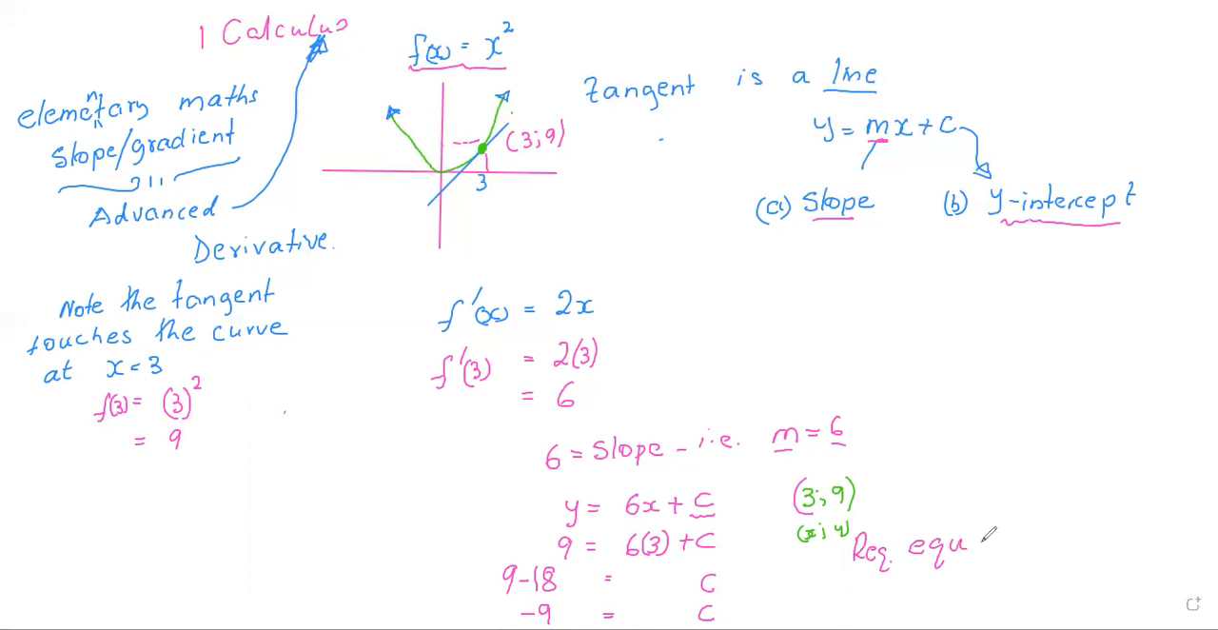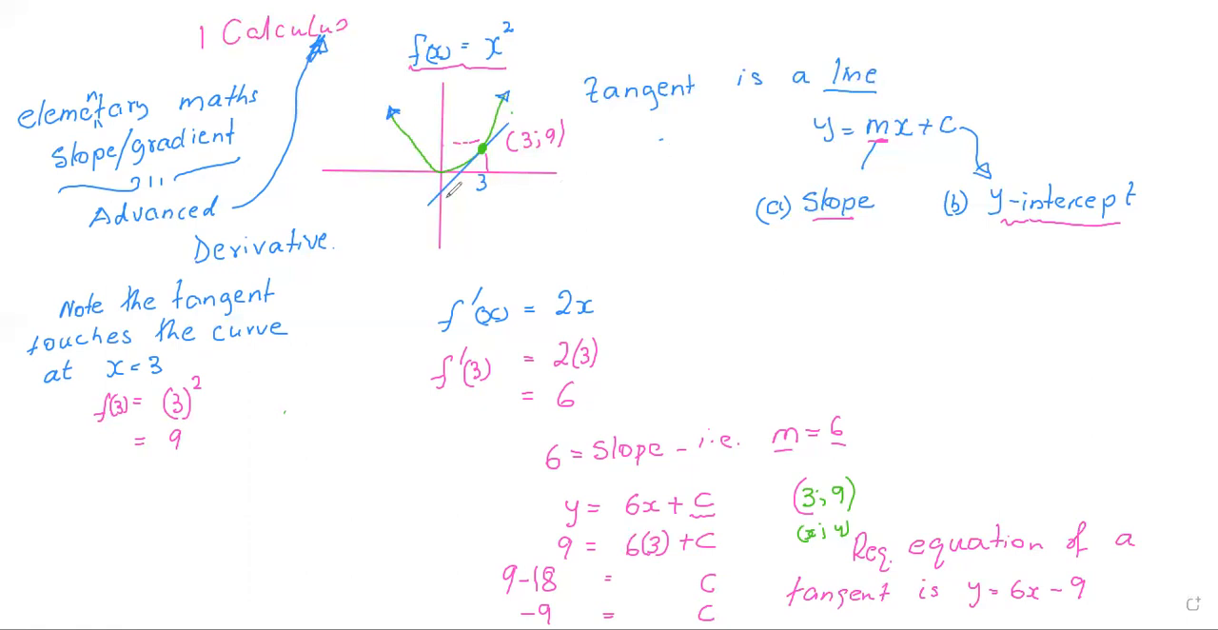The required equation of the tangent to the curve x squared at x is equal to 3 is y equals 16x minus 9. Now, there are a number of things which make us happy here.